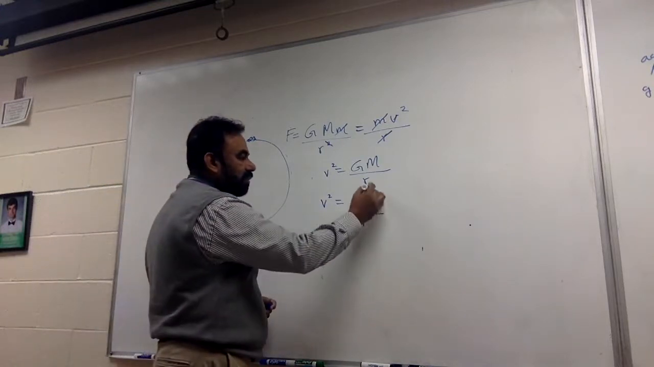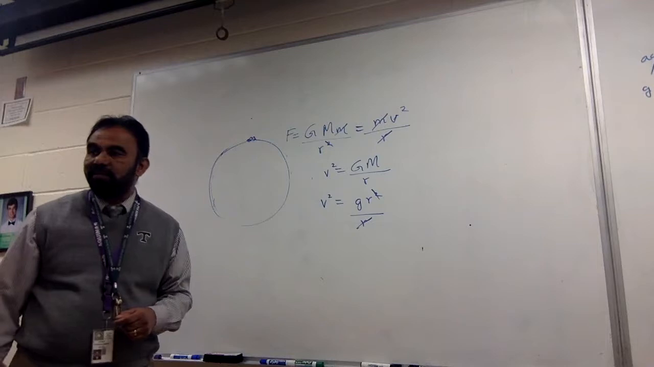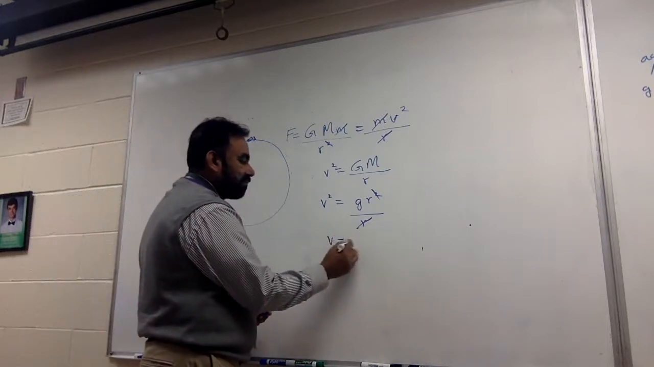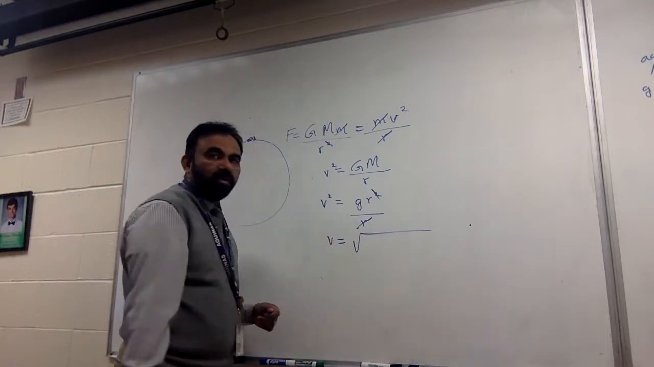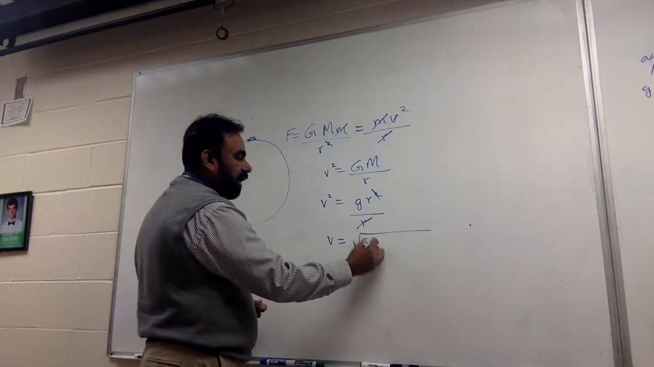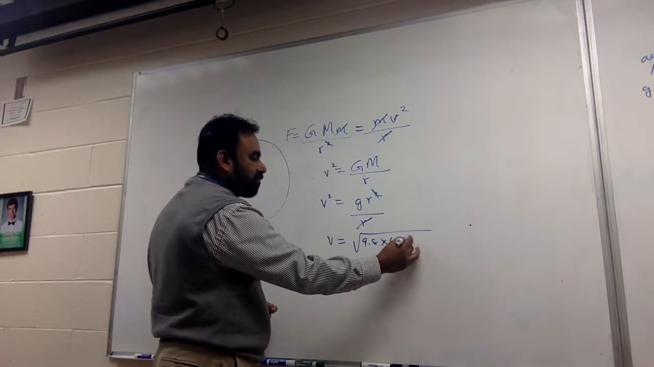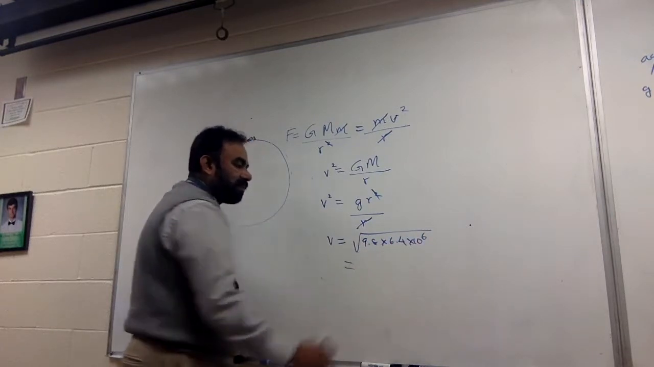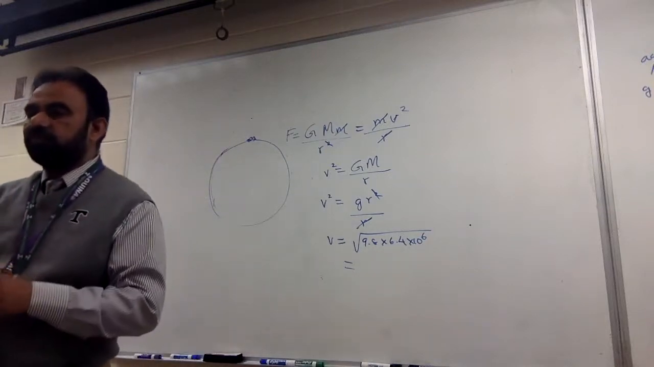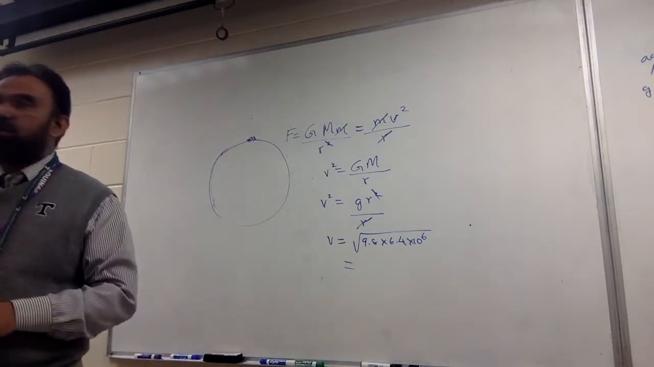Which is? So what is v? How fast should you go? Plug it in: 9.8 times 6.4 times 10 to the power of 6. Tell me the answer for it. How fast should it go in order to orbit?